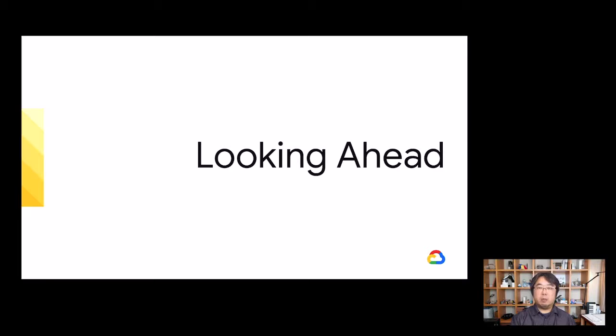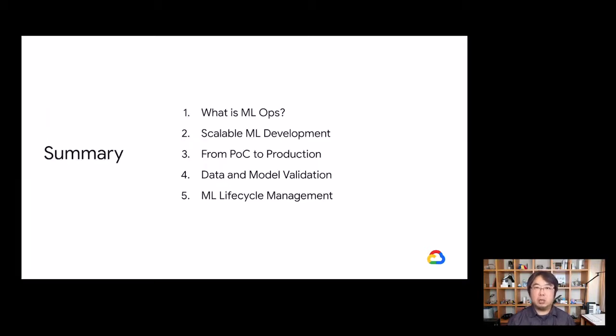So that was the topics I wanted to cover. First, I introduced the concept of MLOps that is based on DevOps practices. And then I discussed how you can build a scalable machine learning development environment that could be shared between the ops team and data scientists. And then I discussed the gaps between POC systems and production systems, and how you can fill the gap by using products like AI Platform Training, AI Platform Prediction, Kubernetes Engine, and DLVM and DL container images. And also one of the important concepts for production machine learning systems is data validation and model validation. TFX is the key to solving these problems.